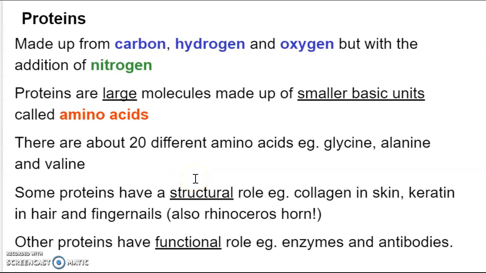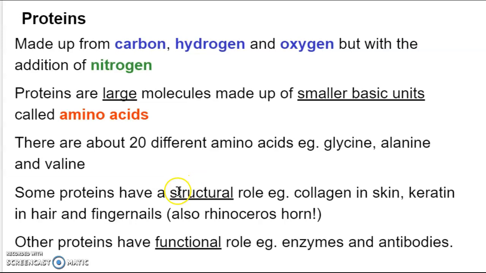So some proteins have a structural role, such as collagen in your skin or keratin in your hair and fingernails, which, like it says there, is the same thing as a rhinoceros horn. So the stuff that makes your fingernails and makes your hair, it's the same as rhinoceros horn.